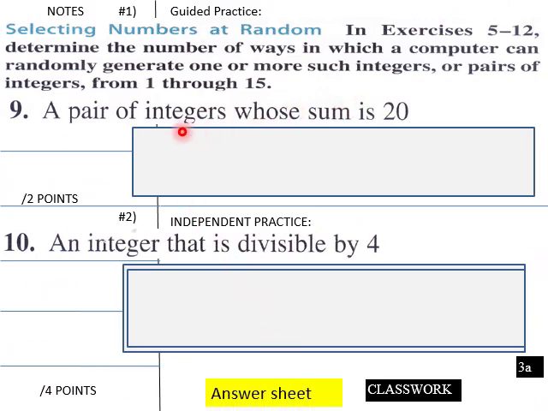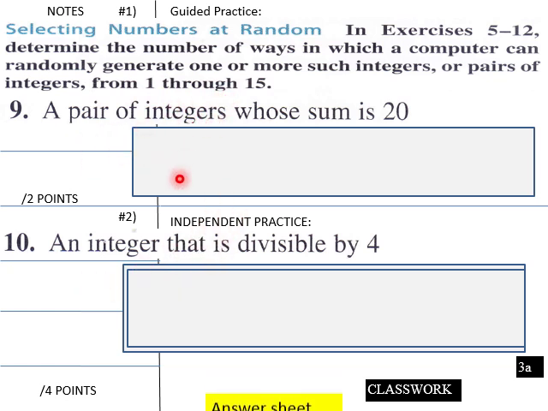So let's do this now. We have our guided practice here. Determine the number of ways in which a computer can randomly generate 1 or more such integers or pairs of integers from 1 through 15. Number 9 here, a pair of integers whose sum is 20, and then yours down here, students, is an integer that is divisible by 4. And these again are from 1 to 15, so take that into consideration there.